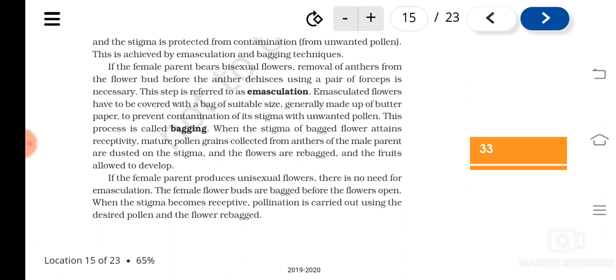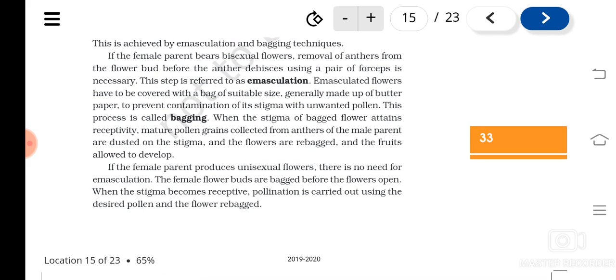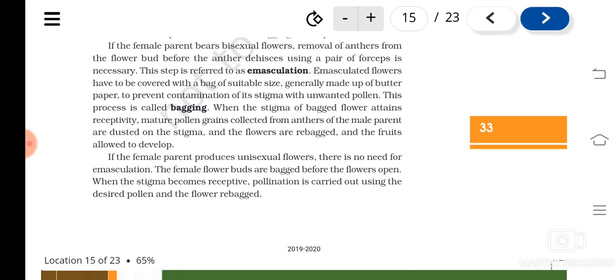How will we do emasculation, children? With the help of forceps we can remove the anthers. Sometimes we can use cold water treatment or hot water treatment so that the stamens get inactivated. Or else we can use some genetic technologies so that the flowers do not have the male part. So emasculation can be done by different ways, usually with a scissor or forceps, manually removing the anther.